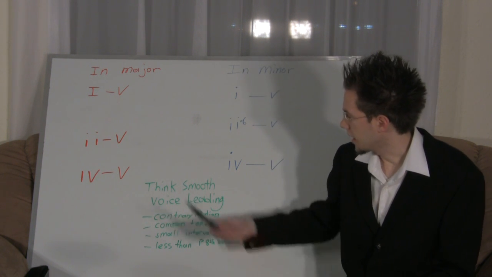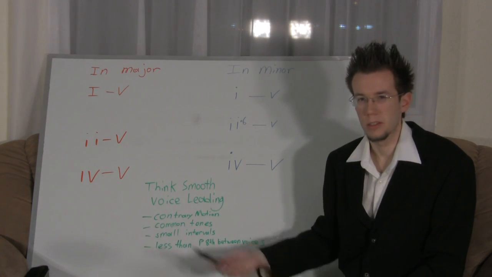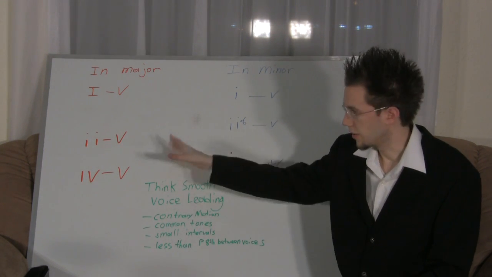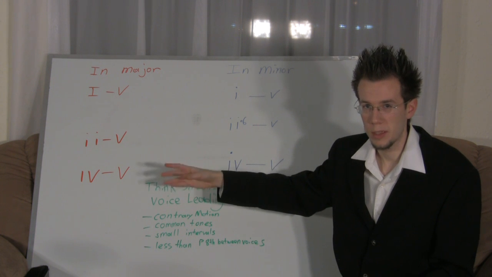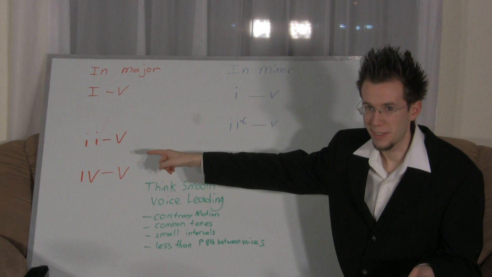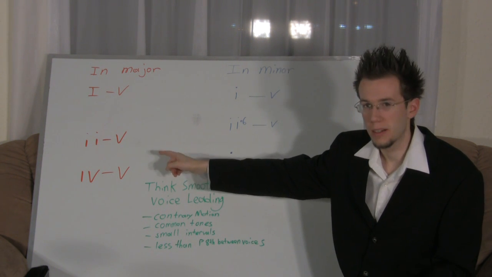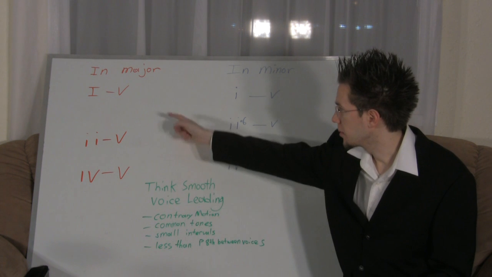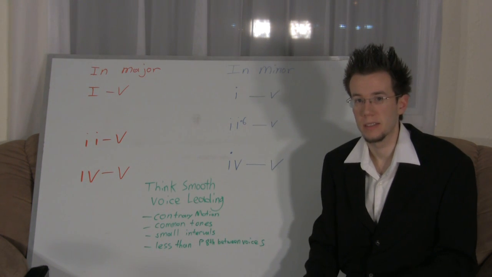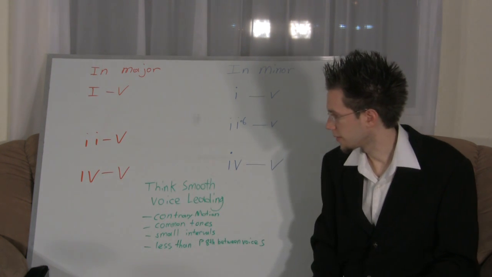Next up, down here, we've got the 2 to the 5. So it's a 2 chord to a 5 chord. If we're in C major, for example, just to keep it easy, C is the first note of the scale, obviously. The second note is D, so we're going to have a D minor triad going to a G major triad. That would be an imperfect cadence in C major. Next, we have 4 to 5.